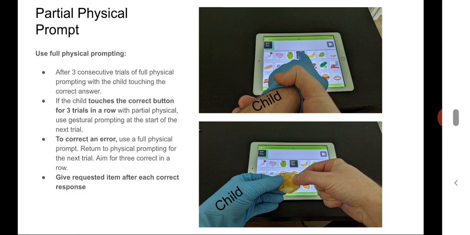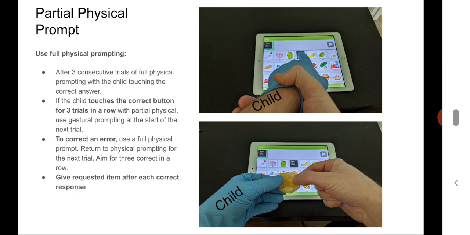So again, if the child touches the correct button for 3 trials in a row with physical prompting or partial physical prompting in place, then we're going to use gestural prompting for the start of the next trial. And of course, if we have to correct an error, we're going to use full physical prompting to correct that error, and then we're going to return to physical prompting for the next trial.